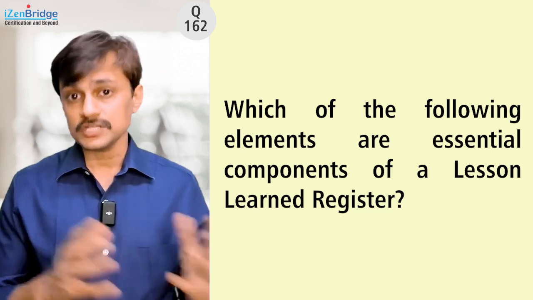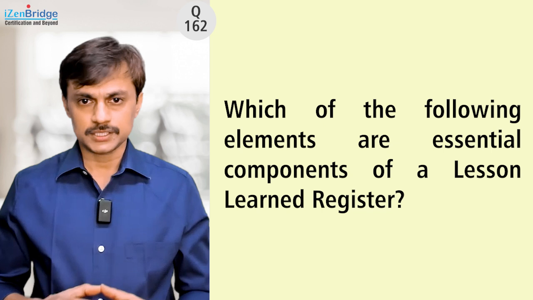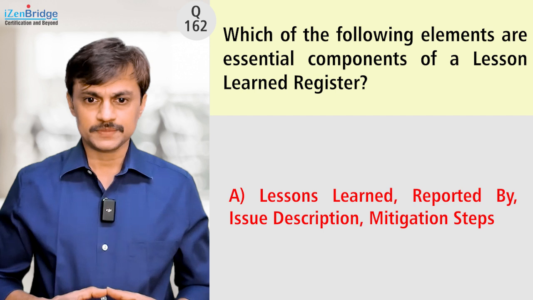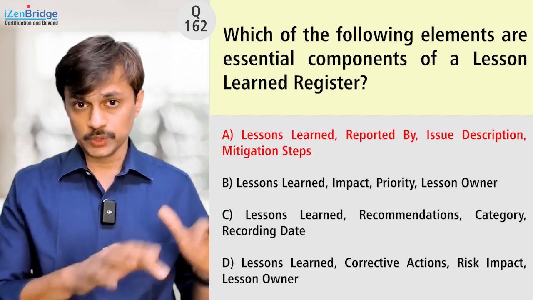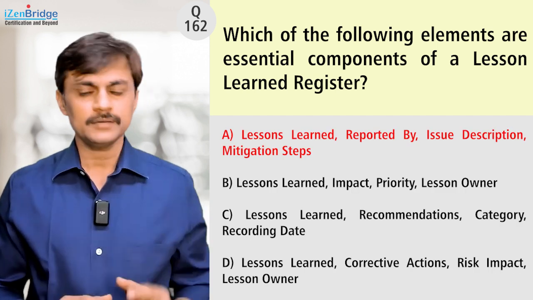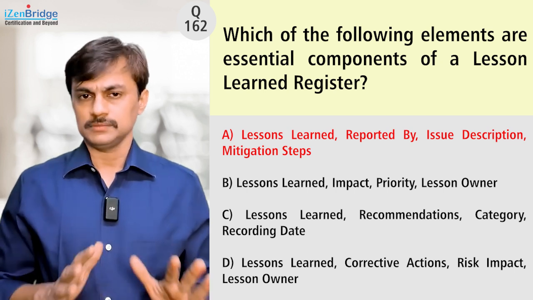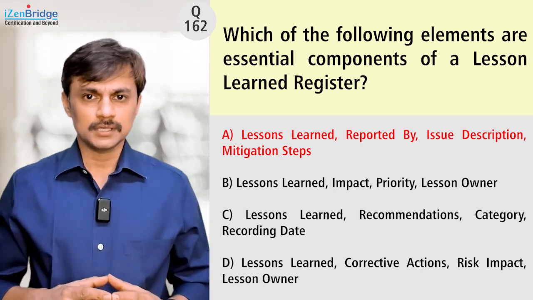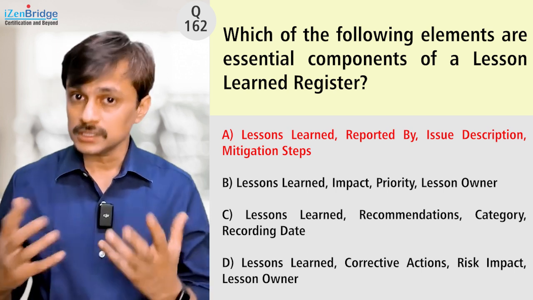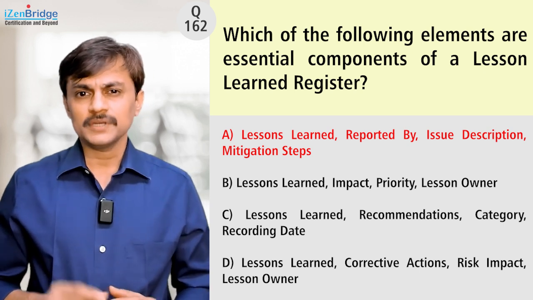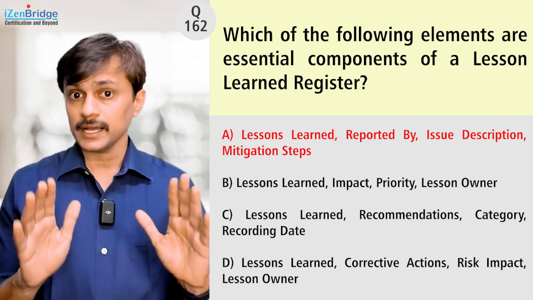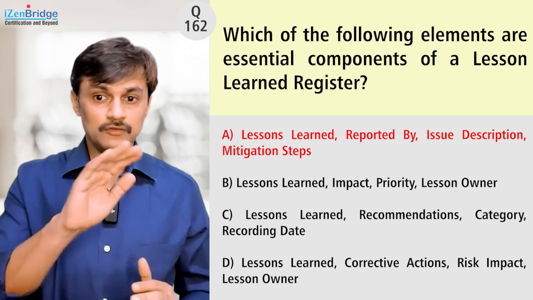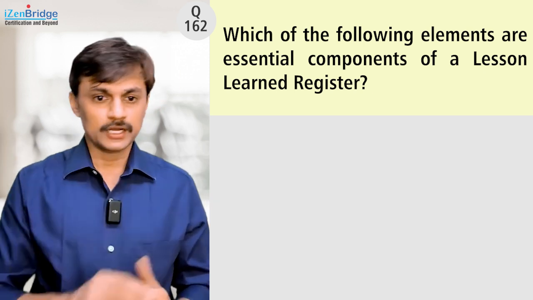So let's look at the possible columns which we should put into a lesson learned register. Option A: lesson learned, reported by, issue description, mitigation steps. I would say the lesson learned looks good. Reported by can also be there. Issue description is possible. Mitigation steps, maybe you can say corrective steps, future preventive steps. But the word mitigation is a little risky, but it is still a candidate option. I can't rule out option A. Let's see if we have better wording, but option A is a good option when we talk about a lesson learned register.